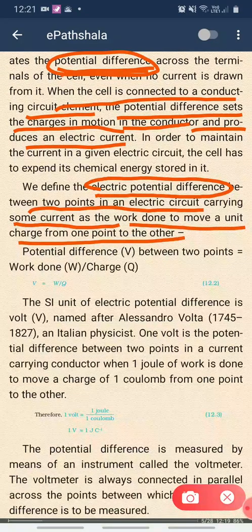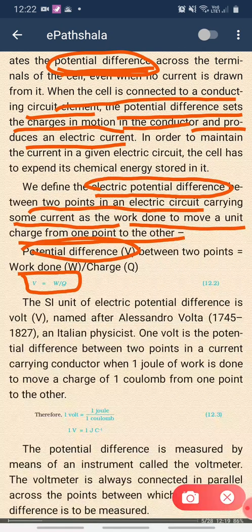So what does it mean? Potential difference causes the flow of charges. Now what is this potential difference? It is created between any two points on the circuit. From one point of the circuit to another, there should be some potential difference that allows the electrons or charges to flow, and as they flow, some work is done. So what is this potential difference? Potential difference is the work done per unit charge moved.